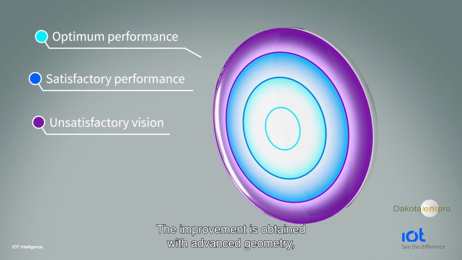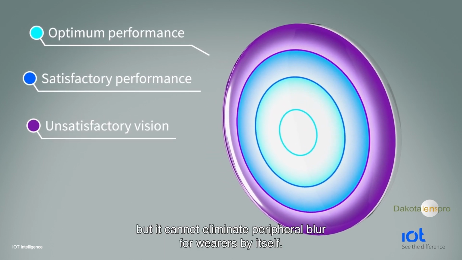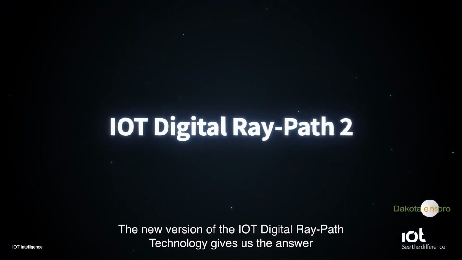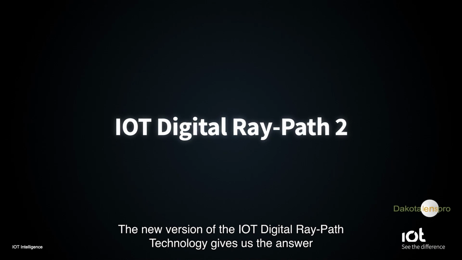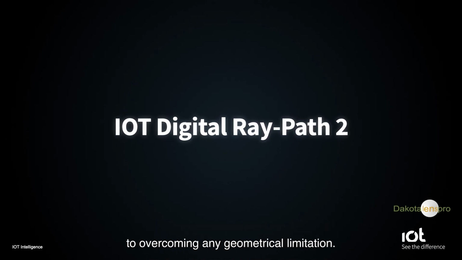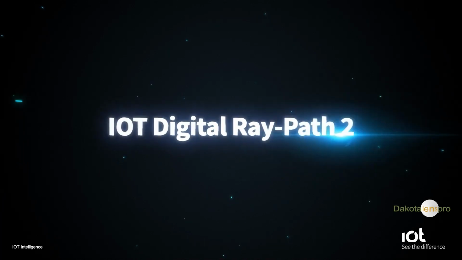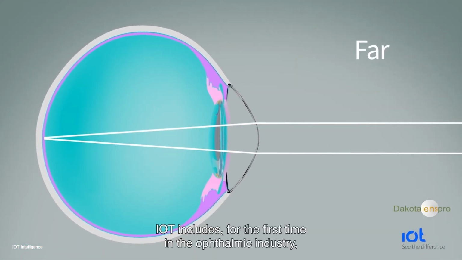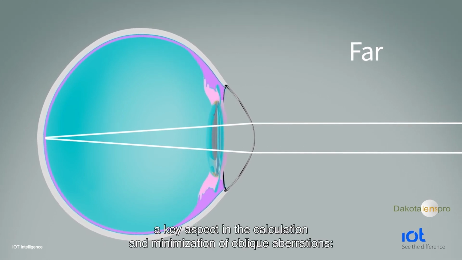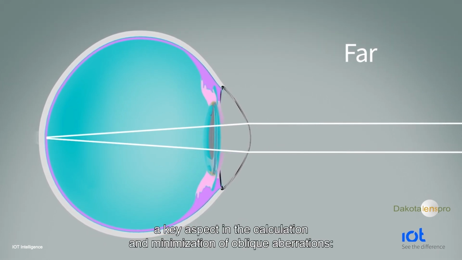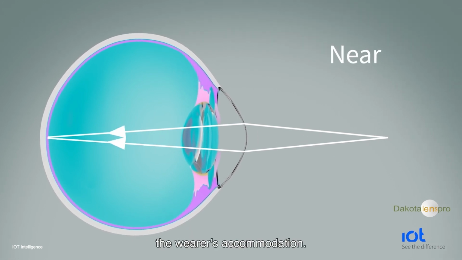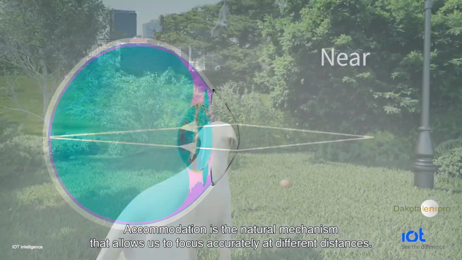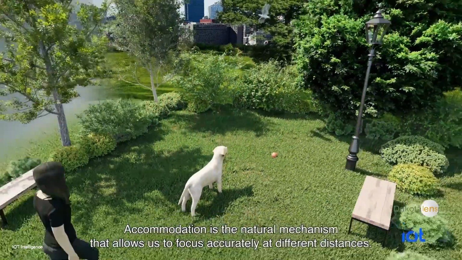The improvement is obtained with advanced geometry, but it cannot eliminate peripheral blur for wearers by itself. The new version of the digital ray path technology gives us the answer to overcoming any geometrical limitation. IOT includes, for the first time in the ophthalmic industry, a key aspect in the calculation and minimization of oblique aberrations, the wearer's accommodation. Accommodation is the natural mechanism that allows us to focus accurately at different distances.